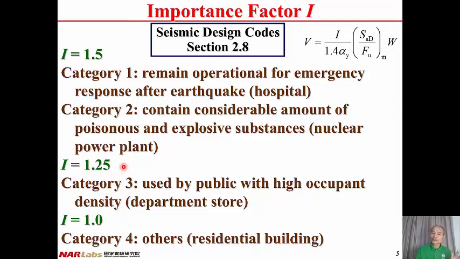When the importance factor I equal to 1.25, the design seismic force is 25% more than that with the importance factor I equal to 1.0. For the building with importance factor 1.5, the design seismic force is 50% higher than that for the building with importance factor 1.0. Therefore, the design seismic force is proportional to the importance factor. The higher the importance factor, the larger the design seismic force.